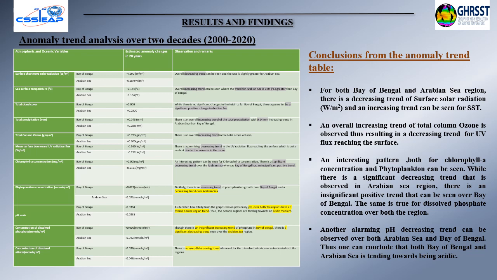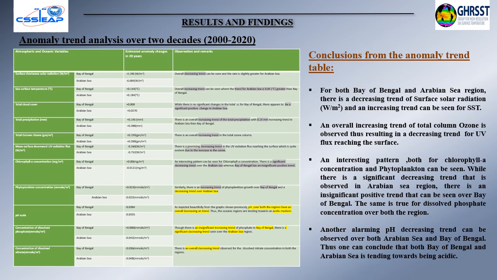So, results and findings. We have a table here which gives us many values: estimated anomaly changes in the last 20 years. The conclusion that we can derive from it is that for both the Bay of Bengal and Arabian Sea region, there is a decreasing trend of surface solar radiation, and an increasing trend can be seen for SST. An overall increasing trend for total column ozone is observed, thus resulting in a decreasing trend for UV flux reaching the surface. An interesting pattern both for chlorophyll A concentration and phytoplankton can be seen.